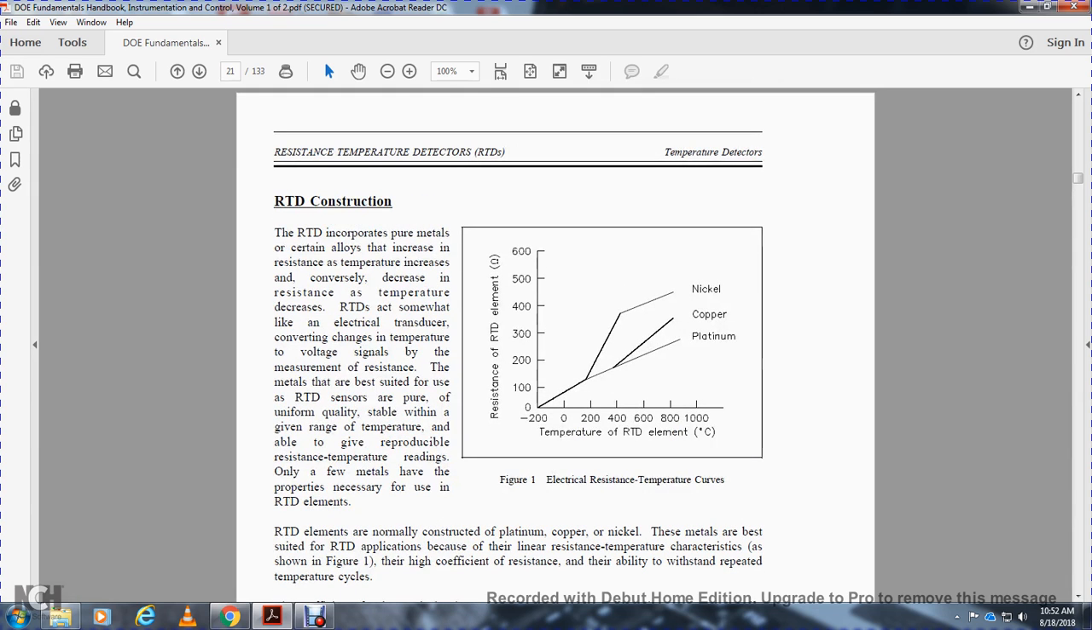Figure 1 shows the electrical resistance temperature curve. The temperature of the RTD element is 0 degrees Celsius. Resistance of the element is shown in ohms for nickel, copper, and platinum.